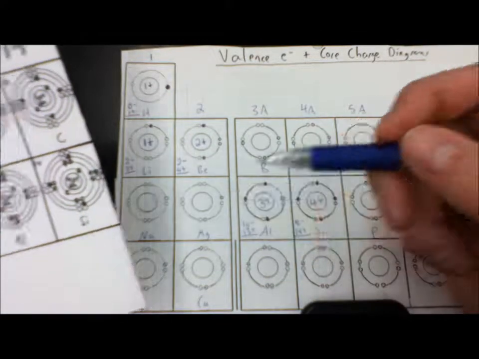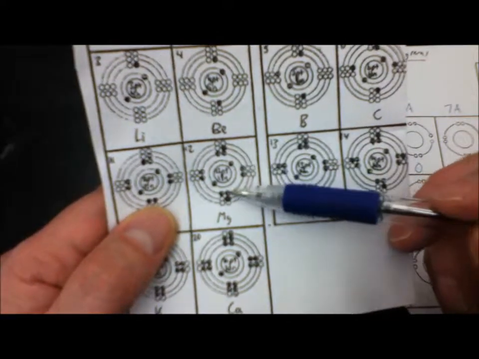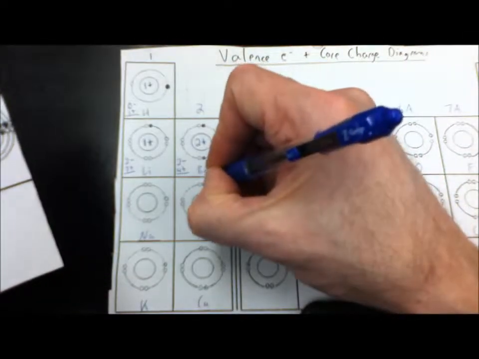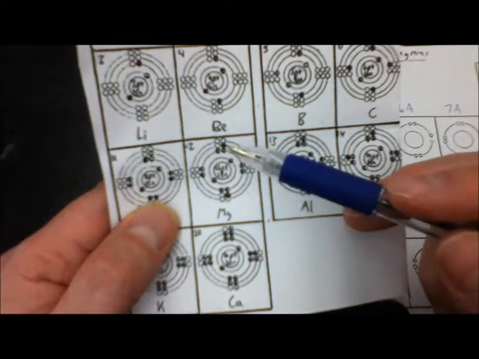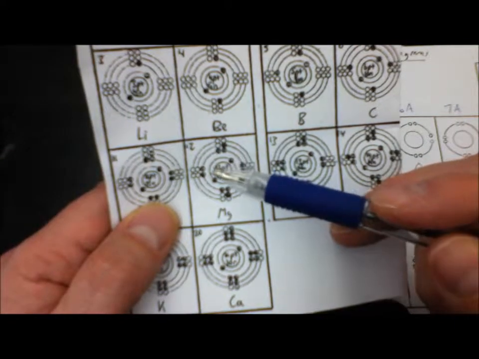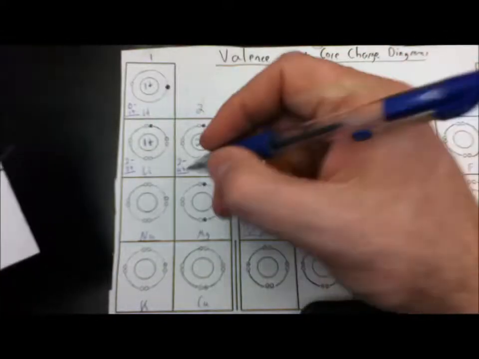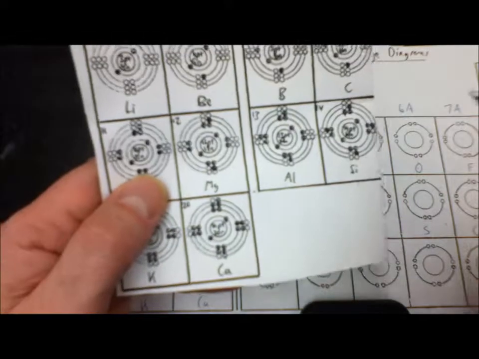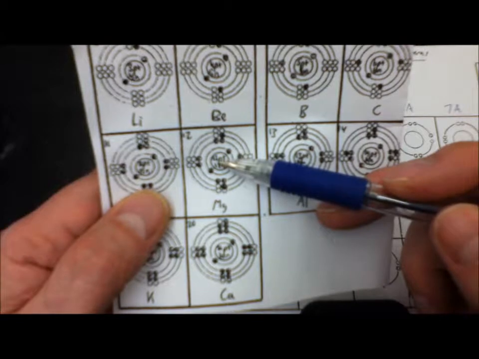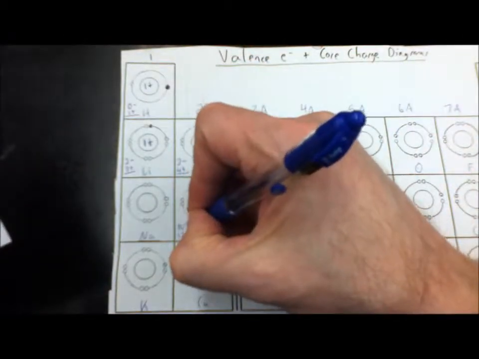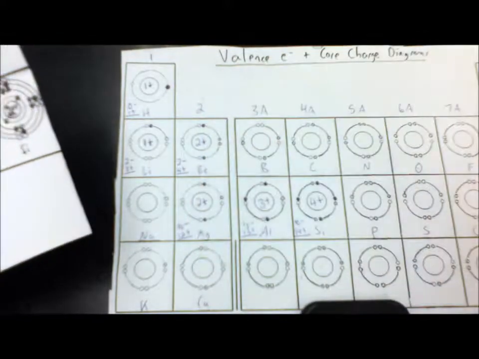Okay, let's do magnesium. How many valence electrons does magnesium have? 1, 2. So I'll color that in. How many core electrons does it have? Well, what's just inside of that? 1, 2, 3, 4, 5, 6, 7, 8, 9, 10. So 10 negatively charged electrons. How many protons does magnesium have? 12p positive. So I write 12 positive there. Add those two together, I get an overall core charge of 2 positive.